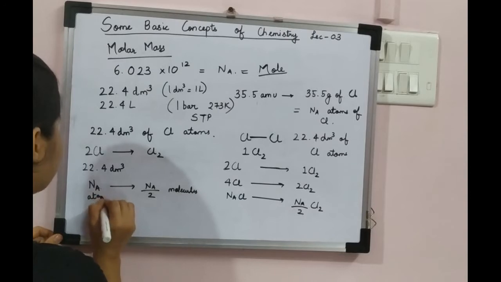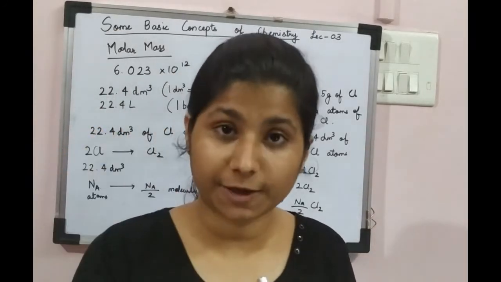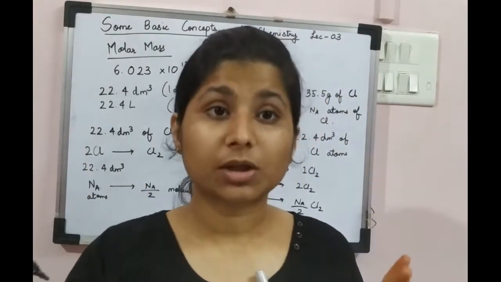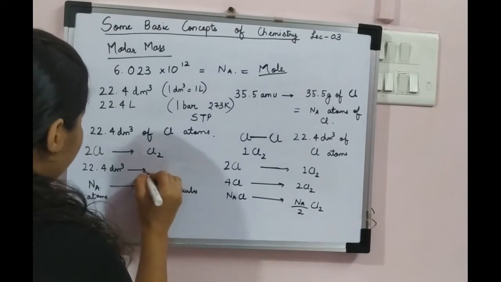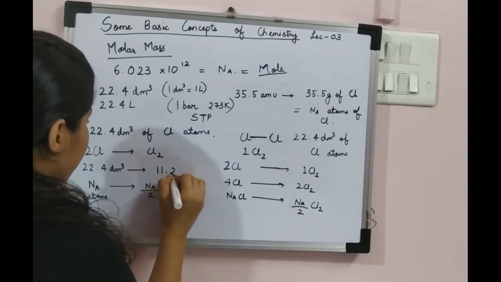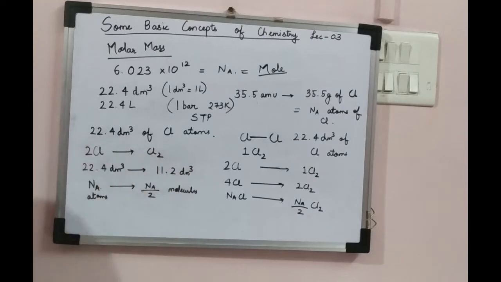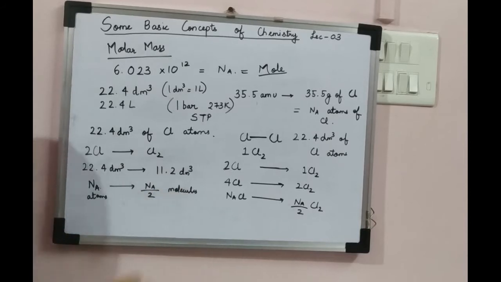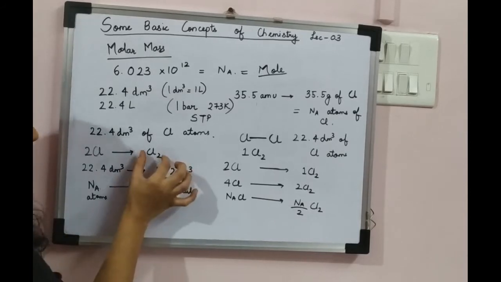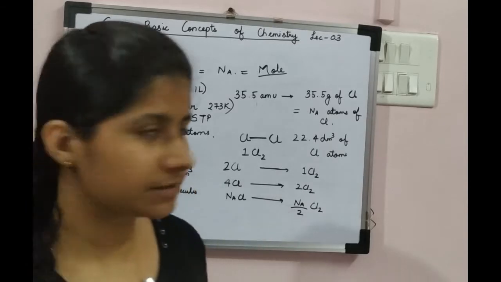If with the number of molecules the number reduces by half, what will happen with volume? The volume will also reduce by half. So the volume will become half, which is equal to 11.2 decimeter cube. Do you understand? The volume reduces to half, the atoms also reduce to half to give us the absolute number of molecules. So what would be the volume of the chlorine molecules present? That would be 11.2 decimeter cube.